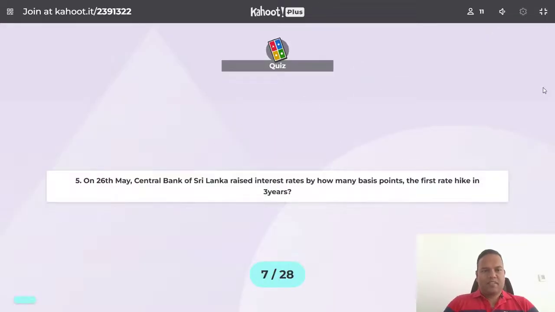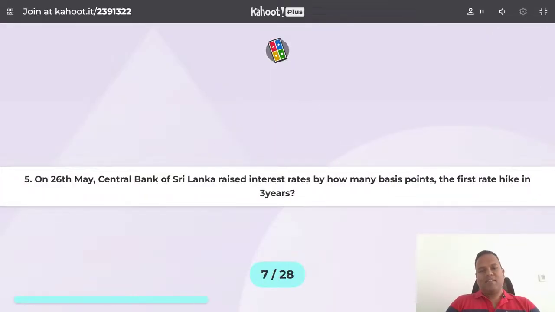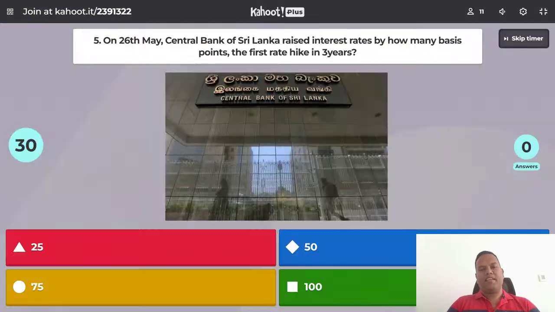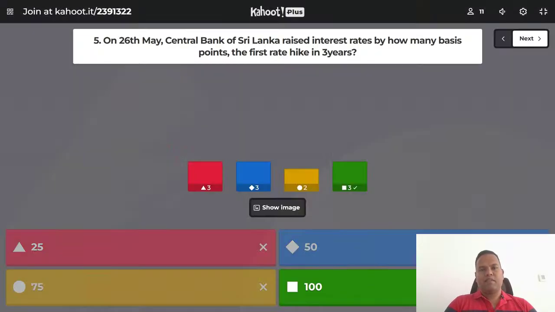Let's see the next question. On 26th May, Central Bank of Sri Lanka raised interest rates by how many points? It was the first rate hike in 3 years. Was it 25 points, 50 points, 75 points, or 100 points? How many basis points did the Central Bank of Sri Lanka raise on 26th May? So it was the first rate hike in 3 years, and indeed it was a 100 basis point hike, especially because of the fuel crisis due to the war between US and Iran.